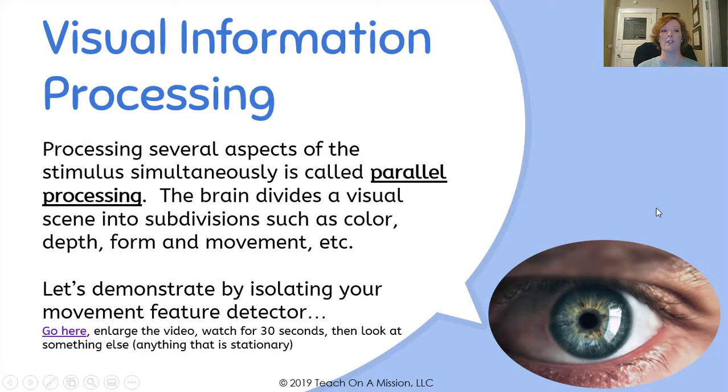Visual information processing. Processing several aspects of the stimulus simultaneously is called parallel processing. So the brain divides a visual scene into subdivisions like color, depth, form, and movement. And we're going to demonstrate this by isolating your actual movement feature detectors.